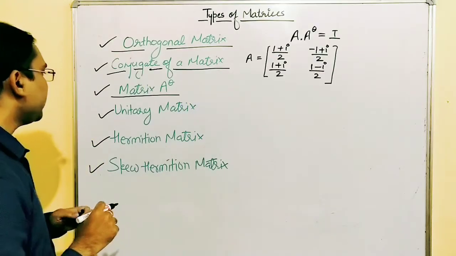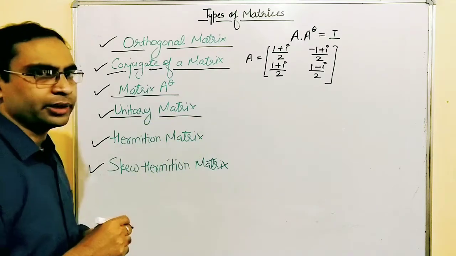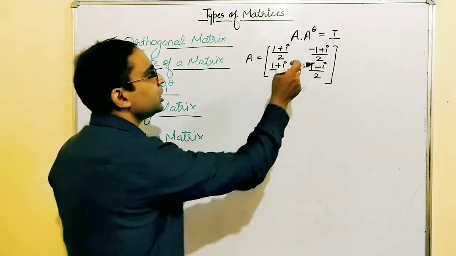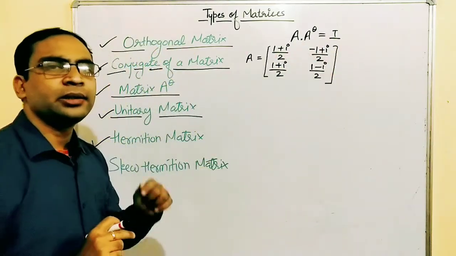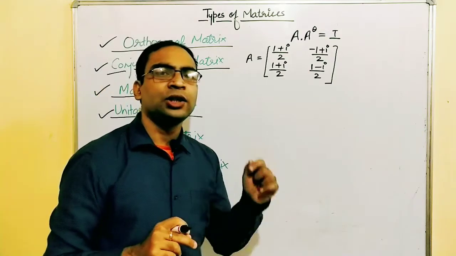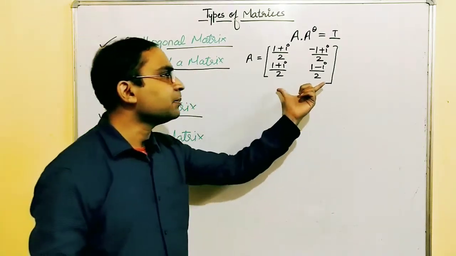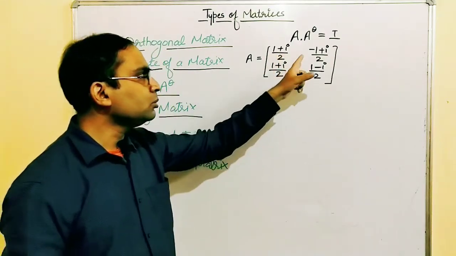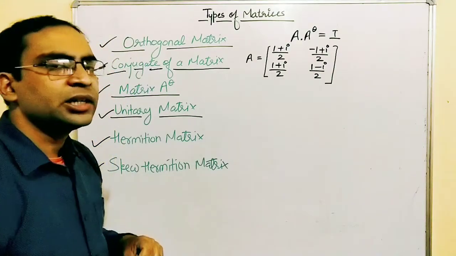Now let's talk about the next definition, that is the unitary matrix. So what is a unitary matrix? If a matrix A is multiplied by its A theta and the resultant is an identity matrix, then the matrix will be termed a unitary matrix. Let's understand this with an example. Let's say we have a matrix A here, which is (1 plus i) upon 2, minus (1 plus i) upon 2, (1 plus i) upon 2 and (1 minus i) upon 2.